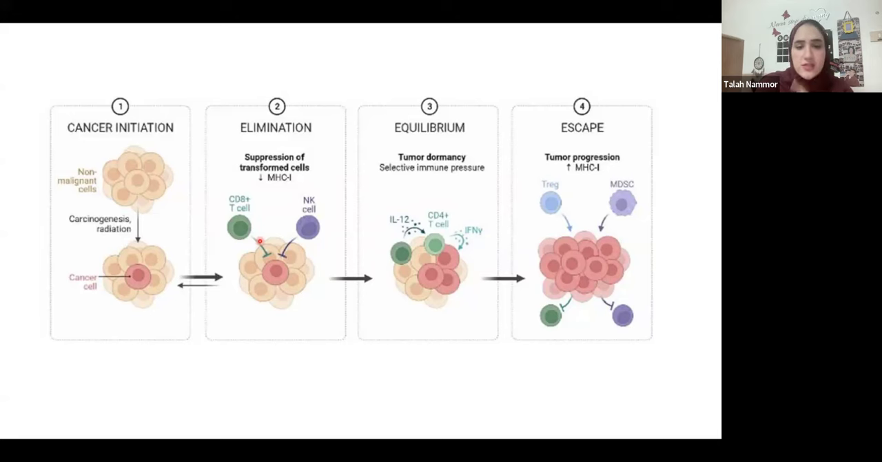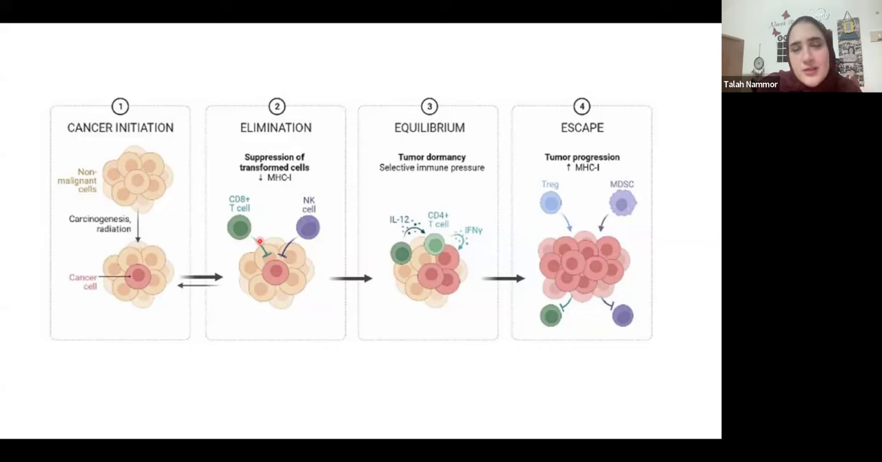So what happens is we're gonna have something called equilibrium. What does equilibrium mean? So first, elimination. Sometimes you can completely eliminate it and you're not gonna have anything. But if the mutation persists, if the stress persists, the cancer cells are still going to expand and expand and expand.